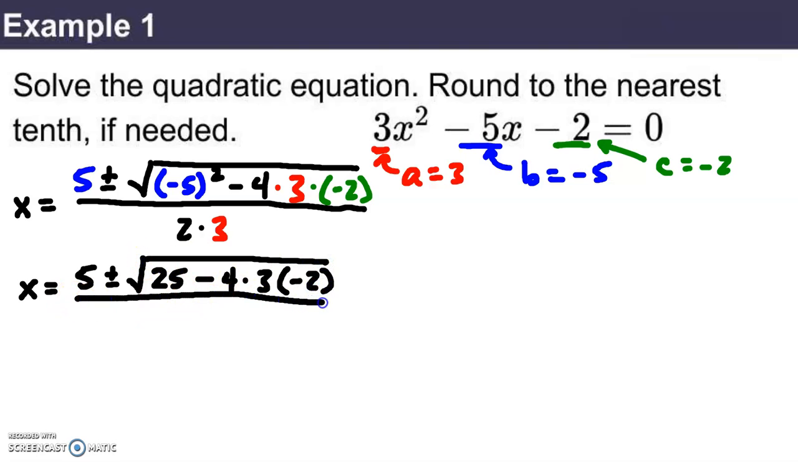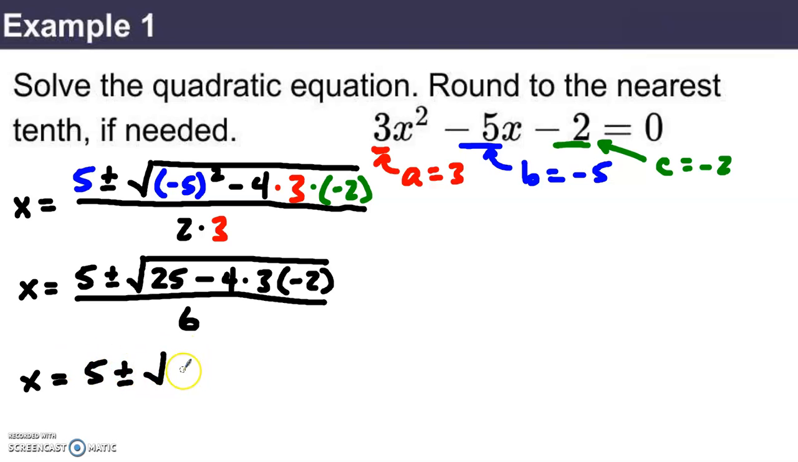Might want to go ahead and multiply the numbers in the denominator as well. 2 times 3, that's 6. The next thing left to do for order of operations under that radical is to multiply these three numbers together. And I found it helpful to almost treat this minus 4 times a times c as negative 4 times a times c. So let's think about what that would be.